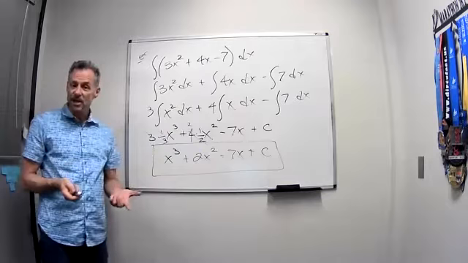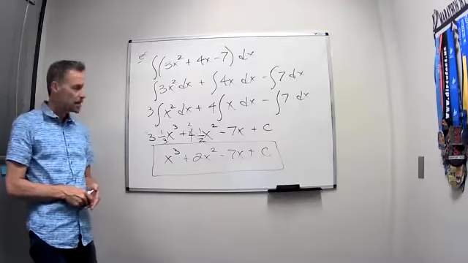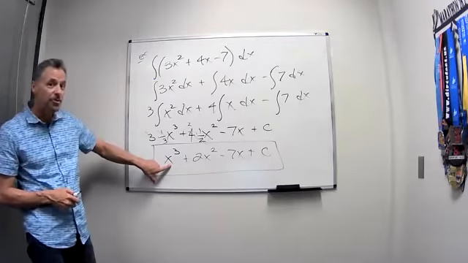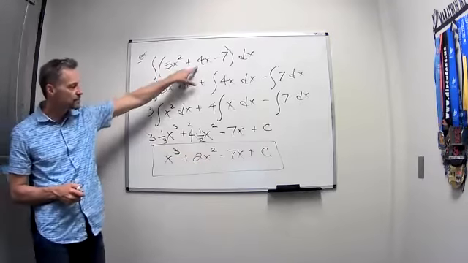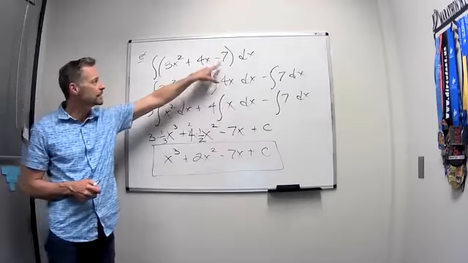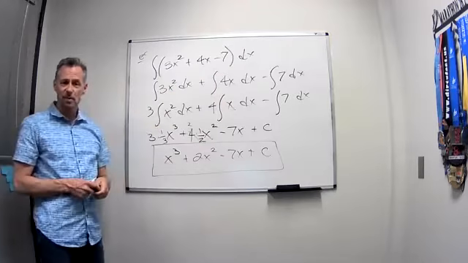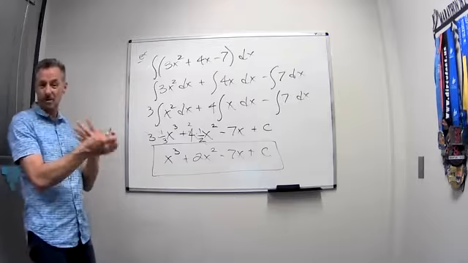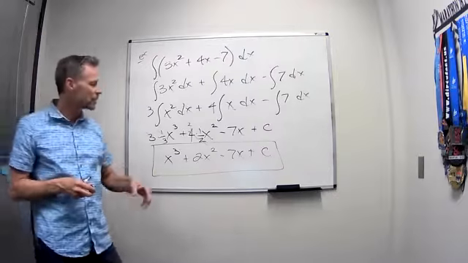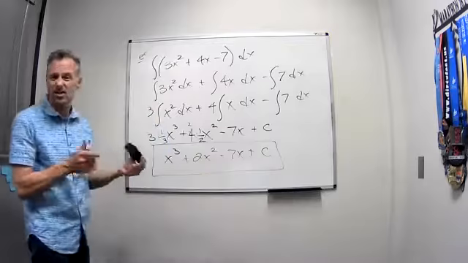And again, how do I check? By taking the derivative. The derivative of this is 3x squared plus 4x minus 7. And then the constant's going to go to 0 when I take the derivative. So we use a lot of properties and a lot of rules on this problem. I like that one real well. Here's another one I want to show you.